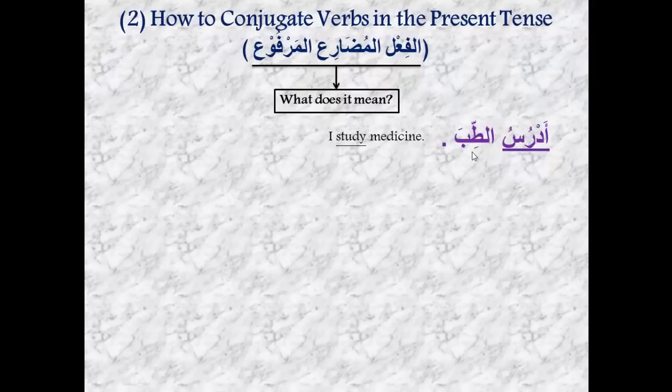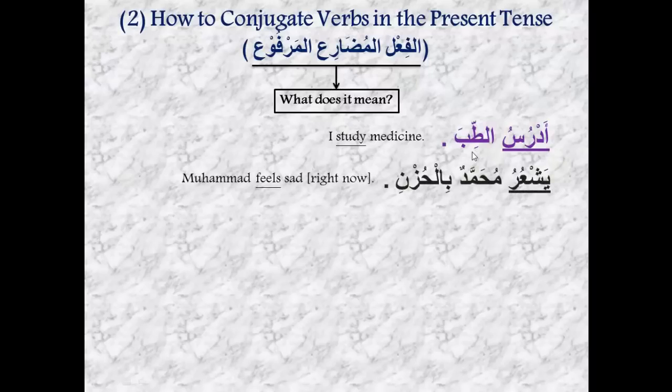I'm studying medicine. Example number two, يشعر محمد بالحزن, which can be translated as Muhammad feels sad. But what is understood from this sentence is the fact that he is feeling sad right now in this present moment. So the verb يشعر means he is feeling sad right now in the present.